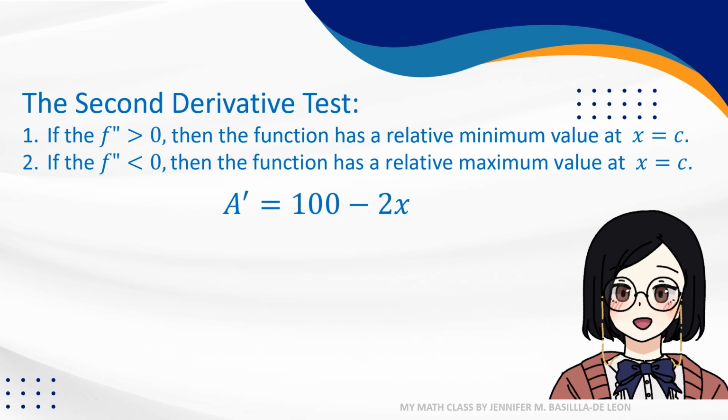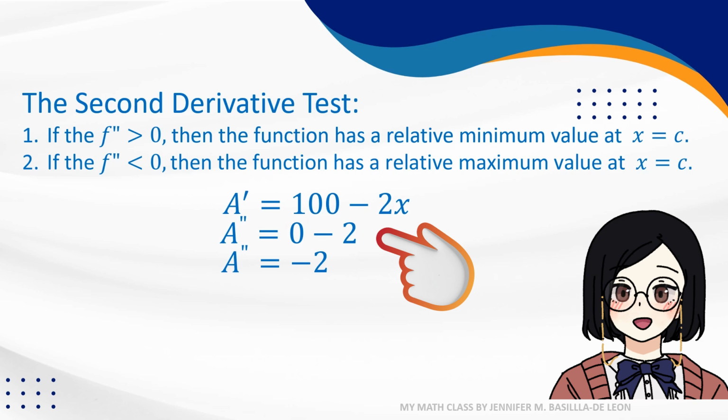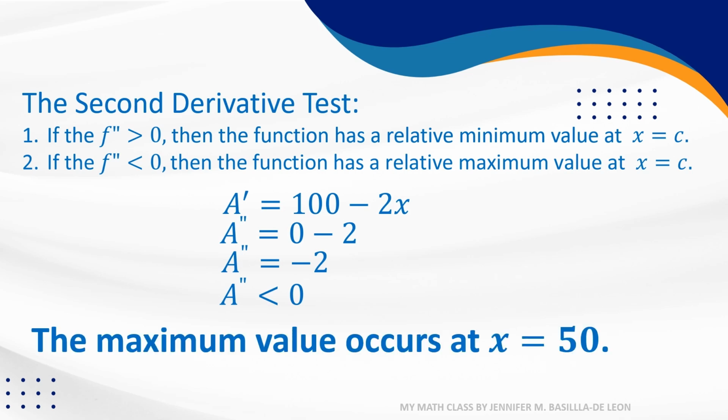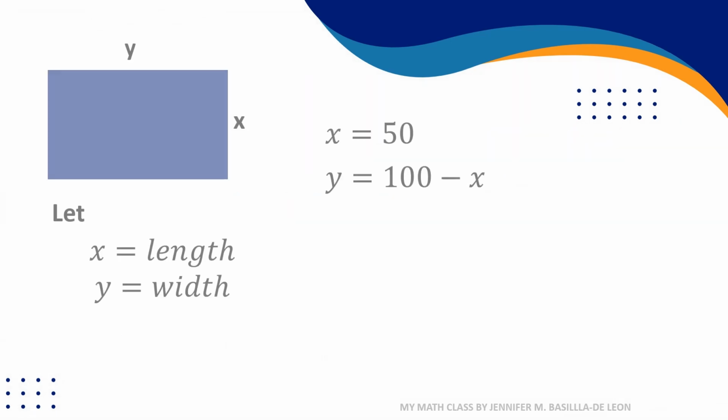Getting the second derivative of the function in our problem, we get A double prime equals 0 minus 2. Simplifying, we will have A double prime equals negative 2. Since A double prime is less than 0, we can say that the maximum value of the function A equals 100x minus x squared occurs at x equals 50. So the width that maximizes the area is 50 meters.